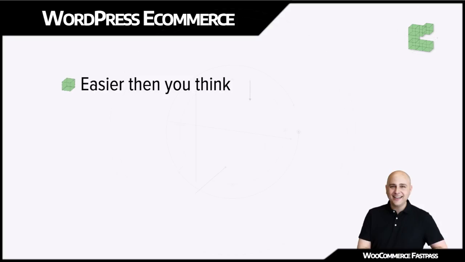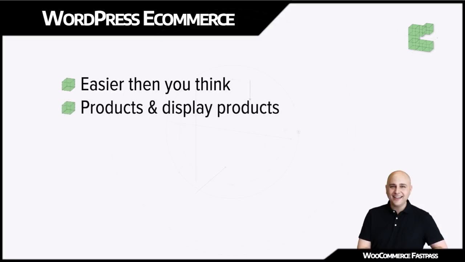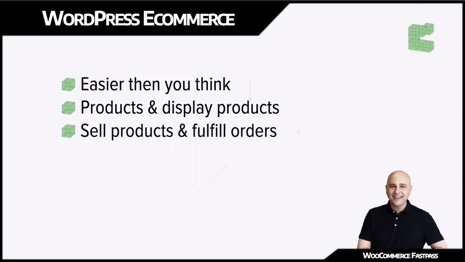So here's what essentially an e-commerce website and these e-commerce features really do. You're going to list products, and there's different types of products. We're going to go through that. And then you display those products on the front end of your website. Next, you sell those products and then fulfill the orders. And that is all there really is to an e-commerce web store. And that's pretty much what we're going to cover right now.